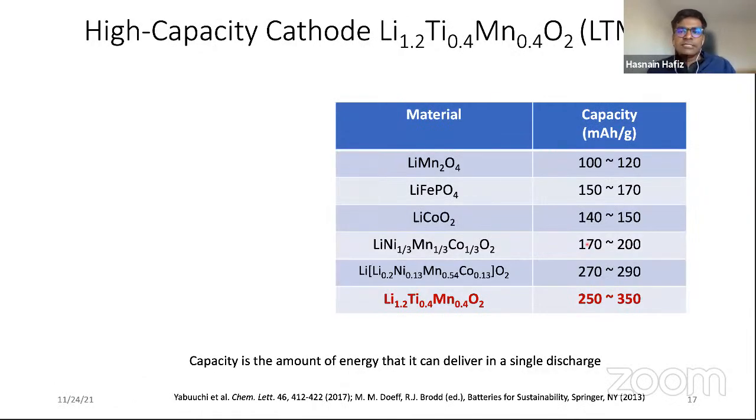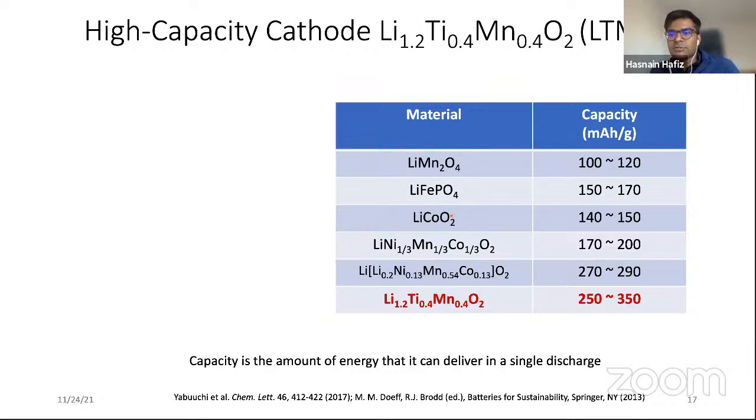Now, I will discuss some of the batteries available in the market and their capacities. The capacity of a battery is defined as the amount of energy that it can deliver in a single discharge. Here is a list of some well-known battery cathodes with their capacities, like lithium manganese oxide, lithium iron phosphate, lithium cobalt oxide. The first commercialized lithium-ion battery is this lithium cobalt oxide, and I'm talking about the cathode side, of course, which is the positive side.